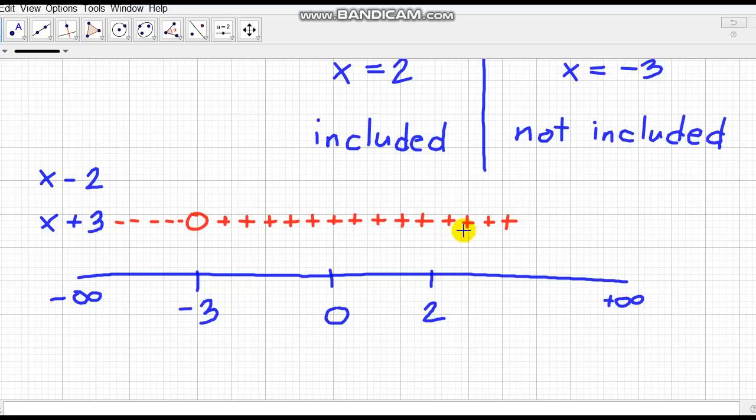Now, let's go to 2. When we substitute it here, 2 minus 2 becomes 0. So this becomes 0. And again, all values to the left of 0 are all negative, and all values to the right of 0 are all positive.